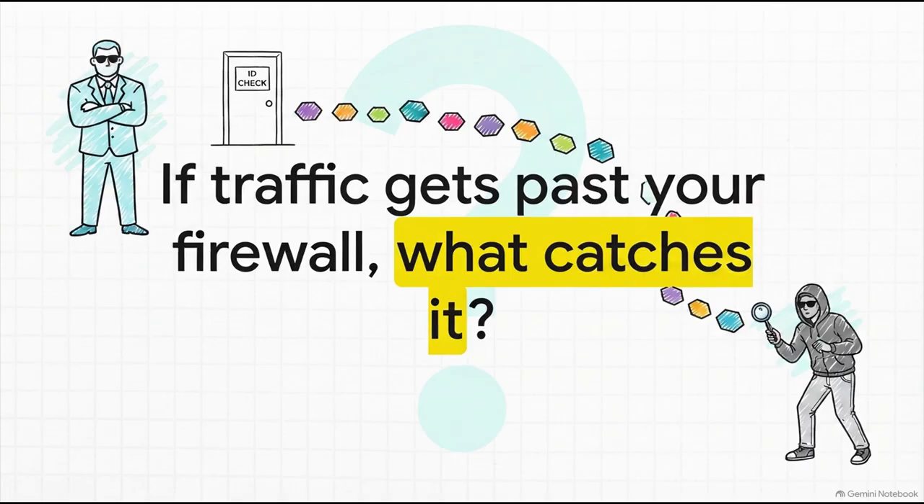I like to think of your firewall as a bouncer at a club. They're great at checking IDs at the door, right? But once someone is actually inside, well, the bouncer isn't watching their behavior anymore. To monitor what's happening inside the network, you really need undercover security.